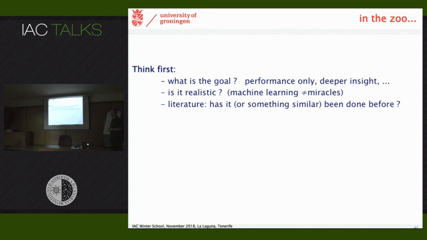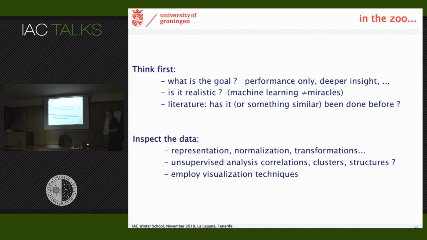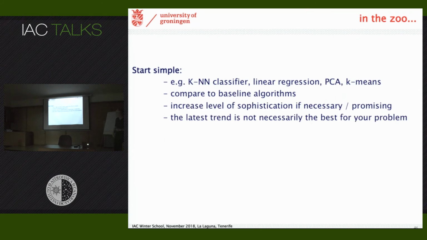Consult the literature. Many people have done many things before you started even thinking about this. Right? Inspect the data. Think about how to represent the data, how to normalize, or whether you want to normalize, about transformations. Do unsupervised analysis in terms of correlations. Do PCA. PCA first is one of my statements. Are there any clusters? Is there a structure that I can recognize from the data? Can I employ visualization techniques to see something, to understand something about the data?